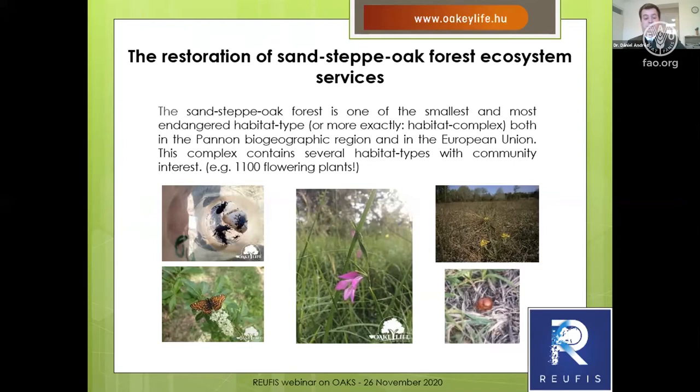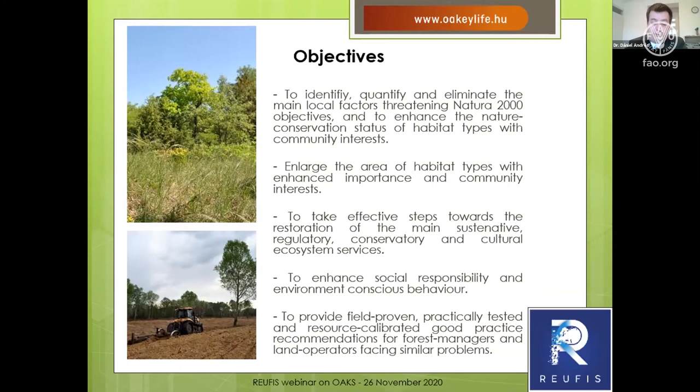We have some objectives for the project. Firstly, we need to identify, quantify, and eliminate the main local factors threatening the Natura 2000 objectives. For example, we need to repel the invasive tree species. We need to enhance the nature conservation status of species and habitat types which are of community interest. We need to enlarge the area of the community interest habitat types, and we need to restore the main sustainable regulatory, conservatory, and cultural ecosystem services. We need to enhance environment-conscious behavior. And I think the most important of the objectives is to make some good practical publications for forest managers who have similar problems.